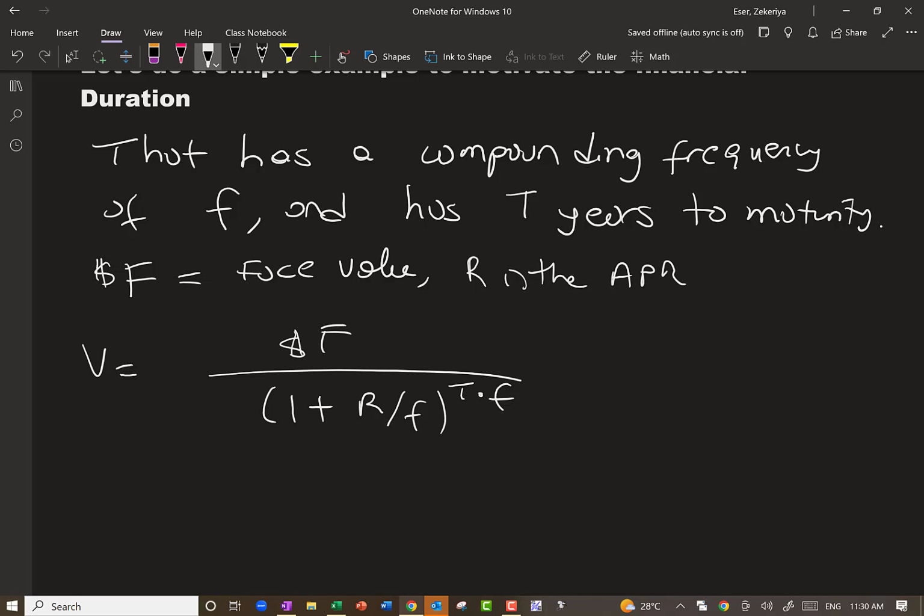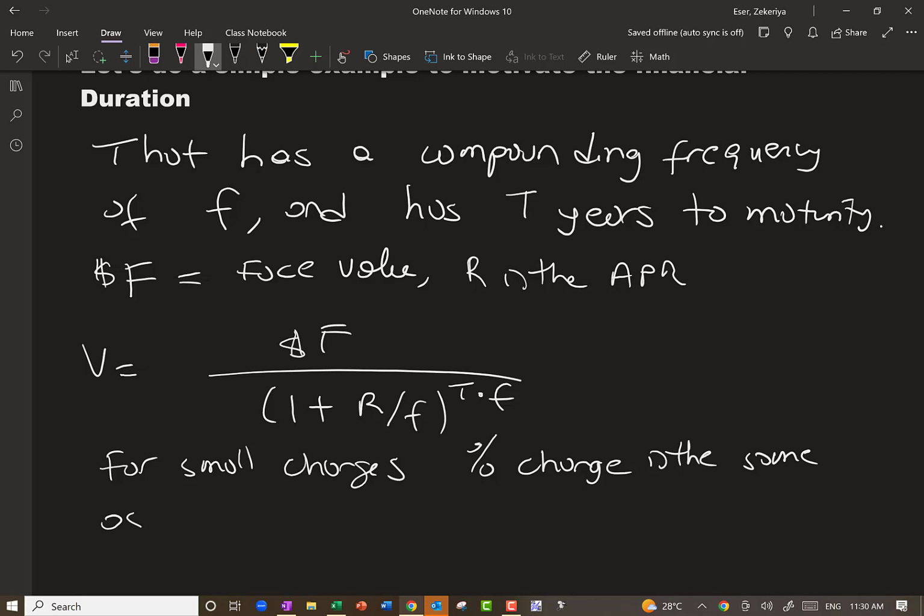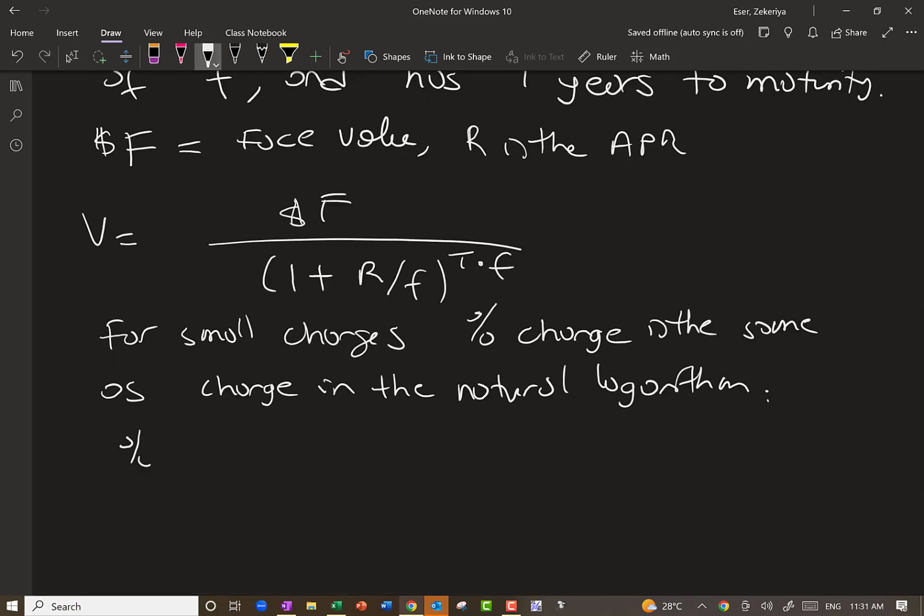For small changes, percentage change is the same as change in the natural logarithm. So percentage change in the value of the bond is approximately the same as change in the log of the value of the bond, or natural log.